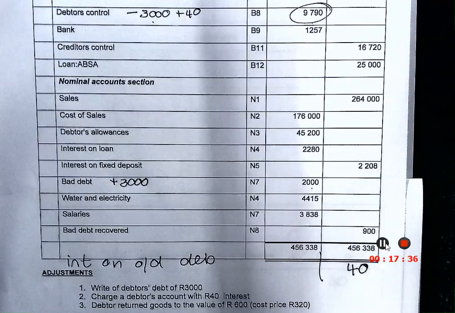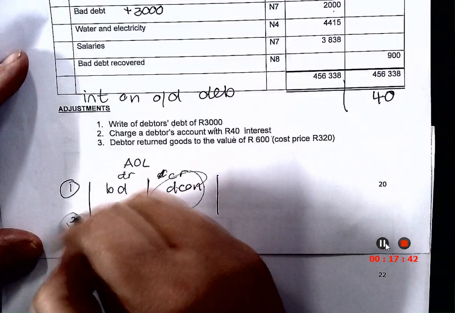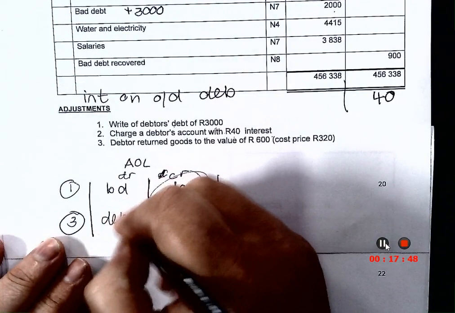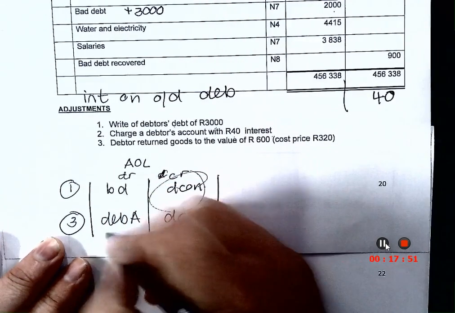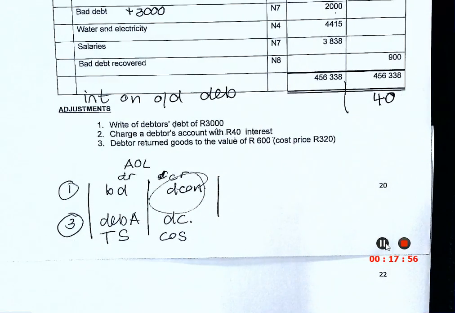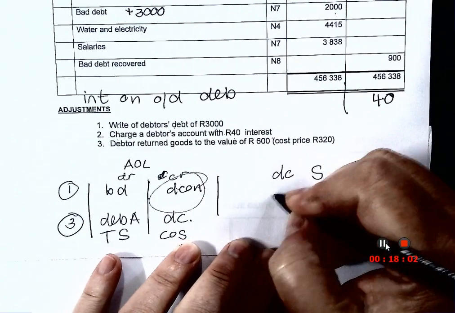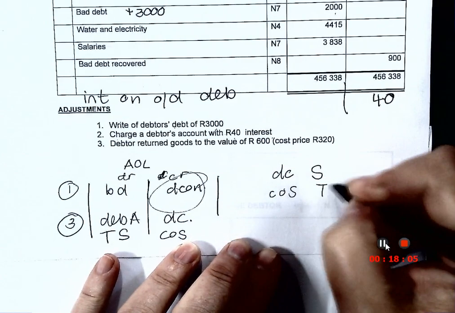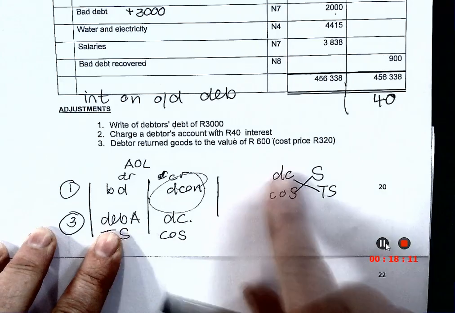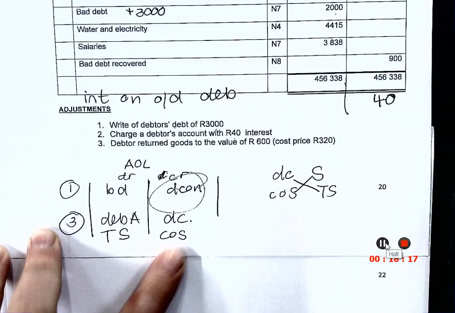If a debtor returns goods, it's DAJ. If it's DAJ, how many accounts? 4, ne? Debtor's allowance, debtor's control, trading stock, cost of sales. Can you see? It's mostly just a swap of my sales. Remember, sales would have been debtor's control, sales, cost of sales, trading stock. So now I'm just swapping the stuff. The sales become a debtor's allowance. The debtors go credit. Trading stock goes debit. Cost of sales go credit.